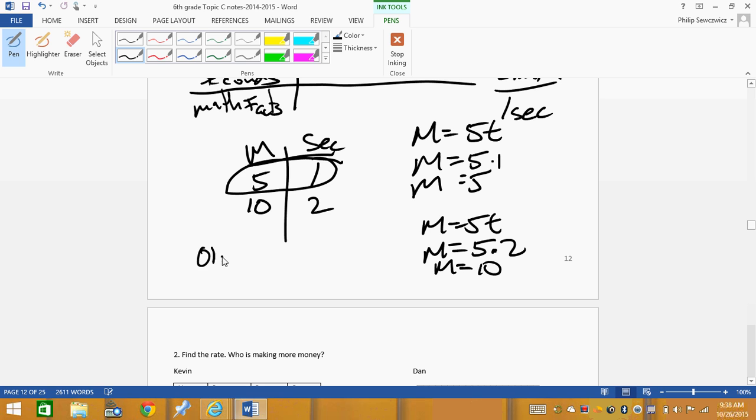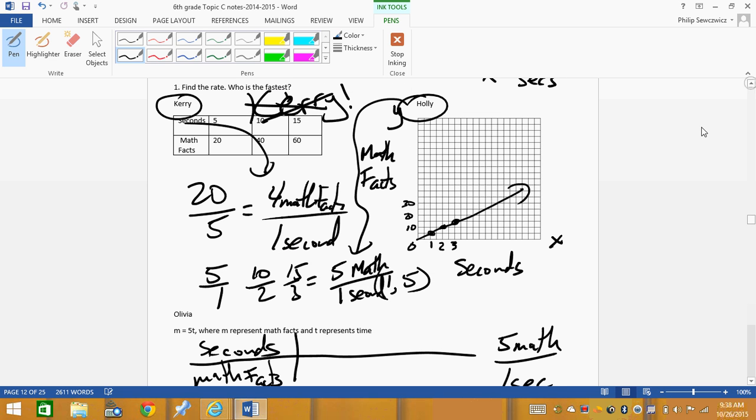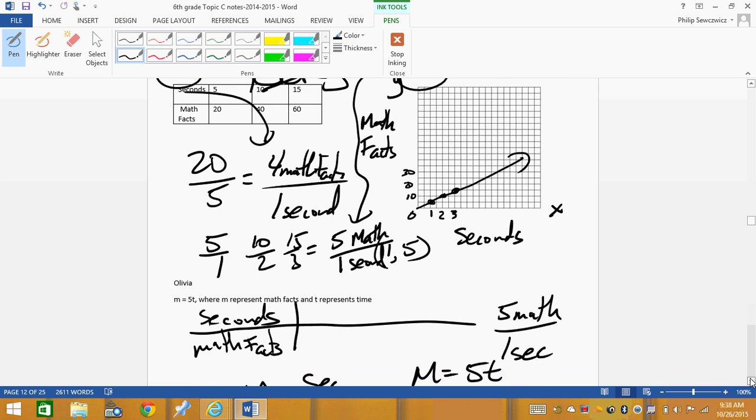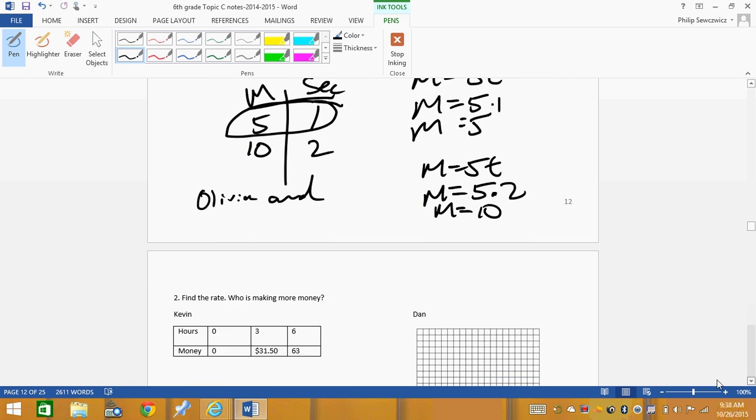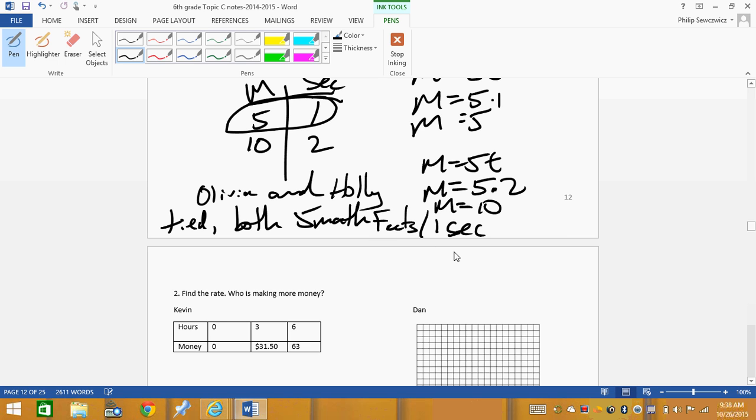So there is a tie there between Olivia and, I forgot her name already. Let me go back up and find it. Olivia and, you probably have it right there already, don't you? Yeah, Holly. All right. Olivia and Holly actually tied because they both have the same rate there. So Olivia and Holly tied. They're both 5 math facts for the 1 second, which is pretty fast when it comes down to it. Listen, we don't always say they're realistic answers. So let's look at what we got going on over here.